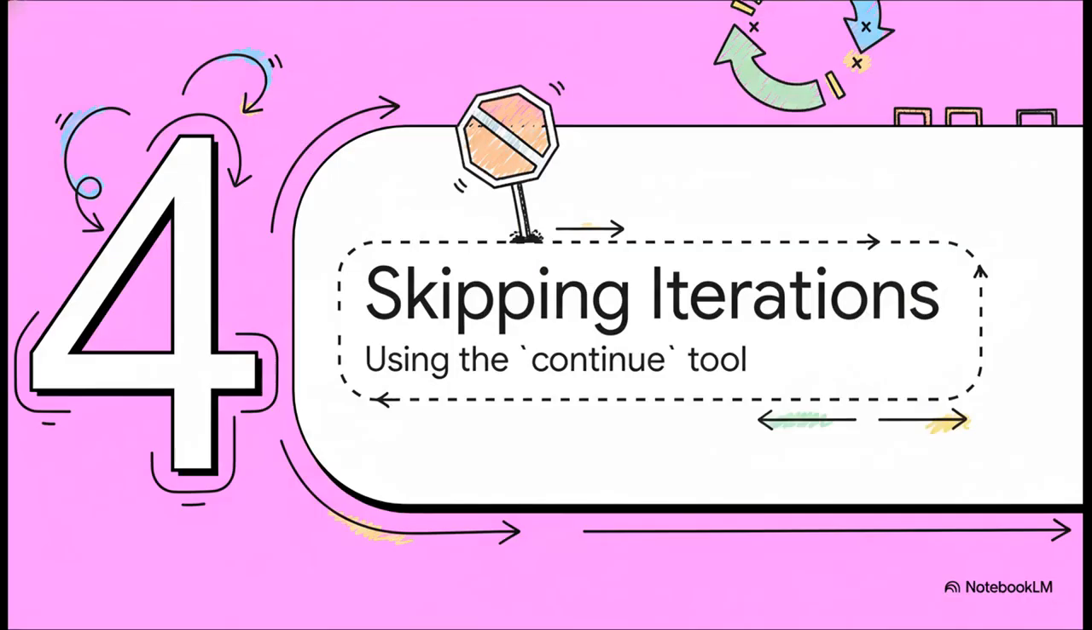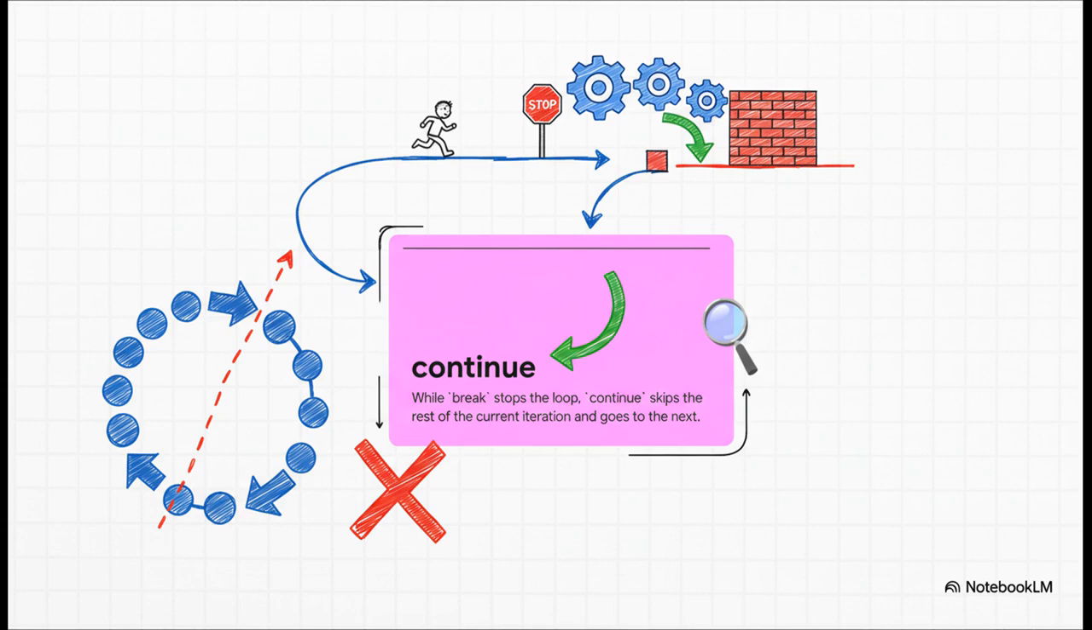Now for our second loop control tool, continue. If break is the stop button, think of continue as the skip button. It's another absolutely essential tool for fine-tuning how your loops behave. So here's the key difference, and it's an important one. Break kicks you out of the loop completely. Continue, on the other hand, just says, hey, we're done with this particular round, and it immediately jumps to the start of the next one.